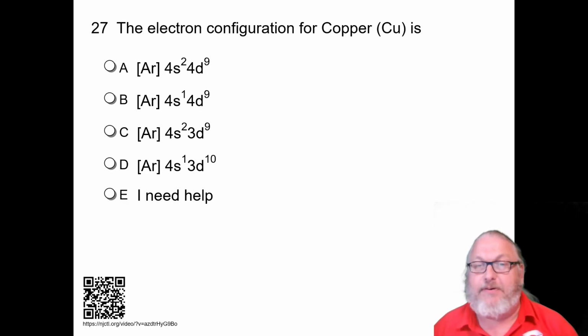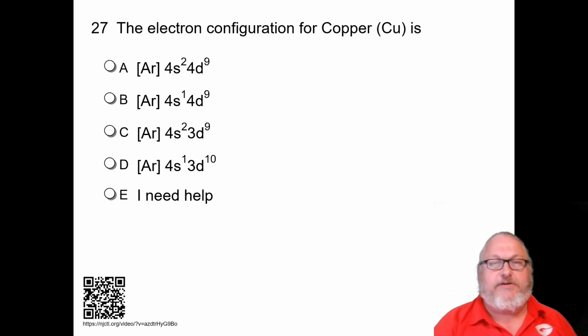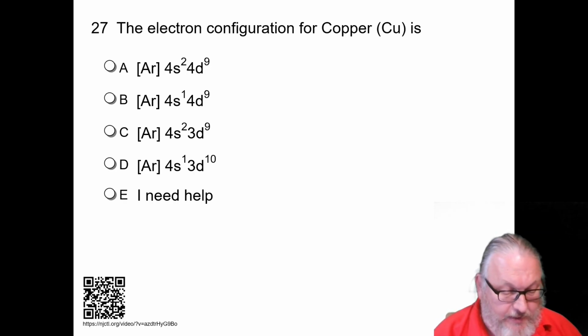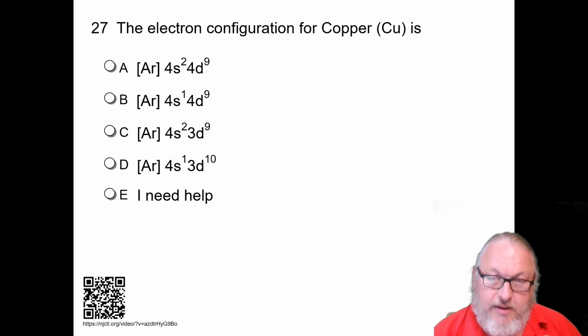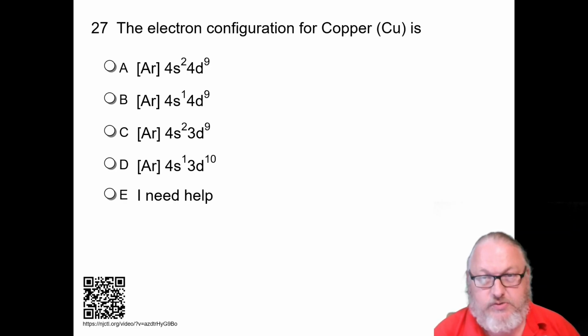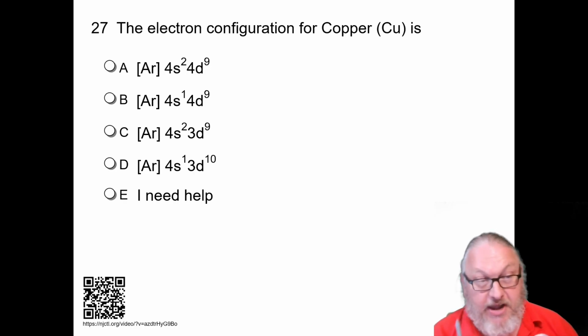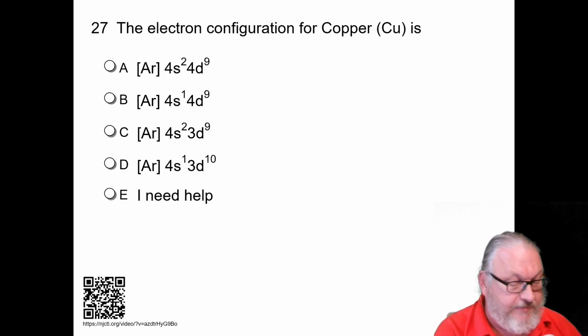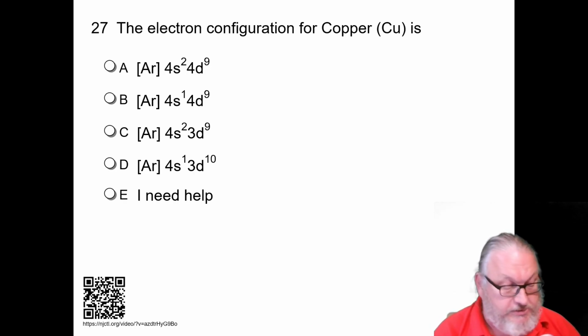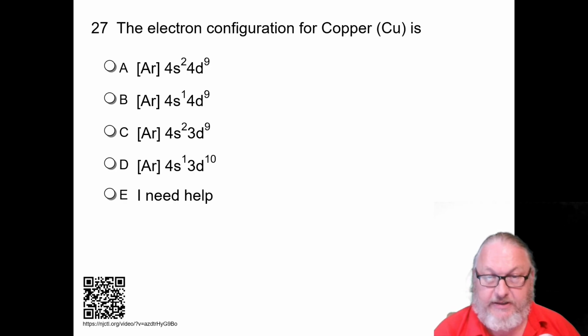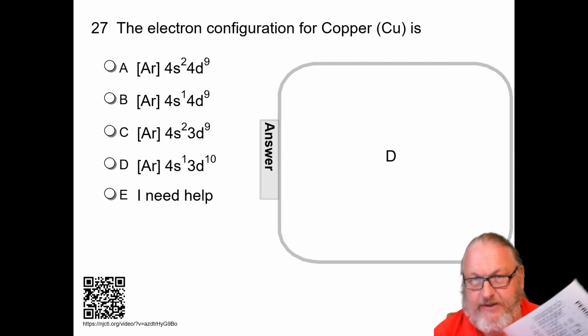So let's look at copper. Again, if we were to do copper, it would be argon. Copper is element number 29. It's one away from being totally full. Argon in brackets, 4s2, 3d9 is what we would normally write. But now we know that there'll be an exception, and the correct configuration for that would be argon 4s1, 3d10. That will be D. Okay.